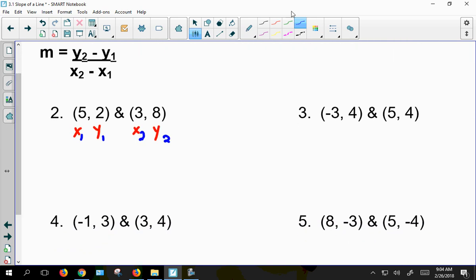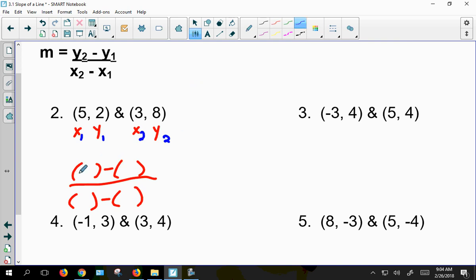So now, the important step here is this. You have to go bump, bump, minus bump, bump, over bump, bump, minus bump, bump. Why do I do this? Because when you have a y1 or an x1 that's negative, that becomes positive. We're going to see that when we do number 8.